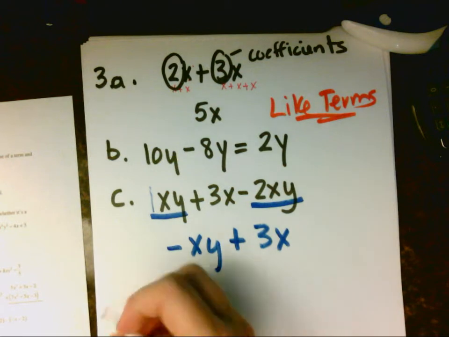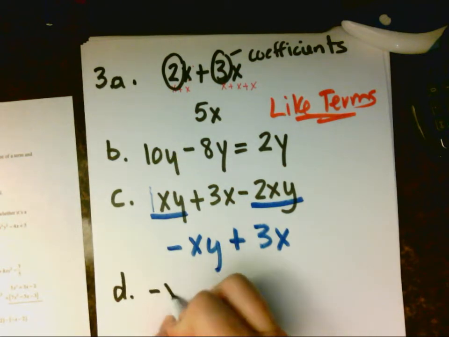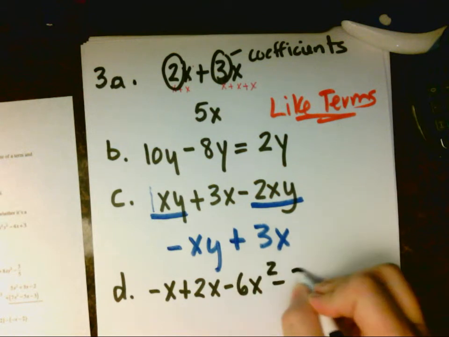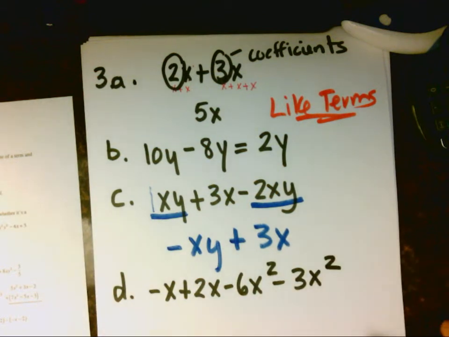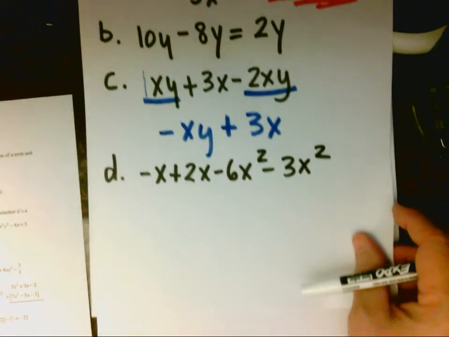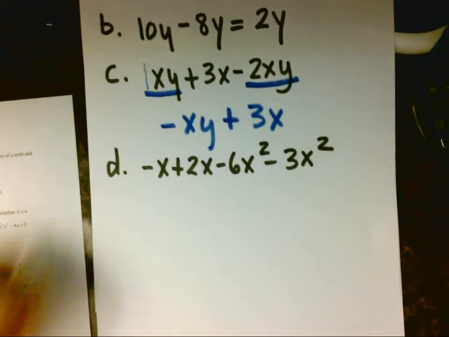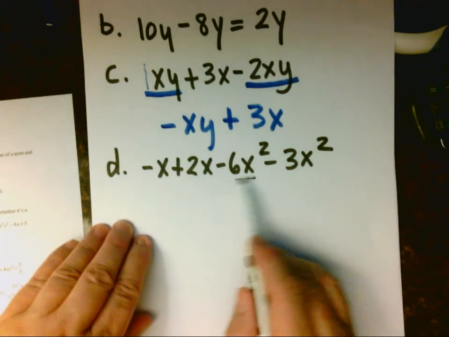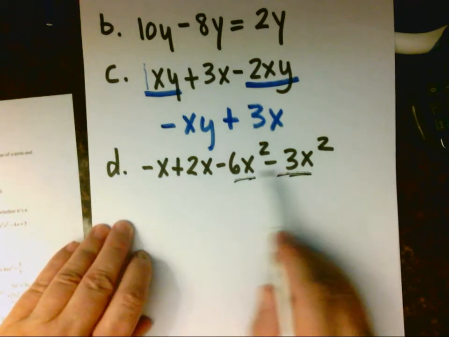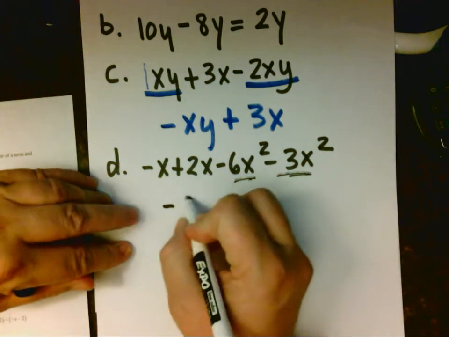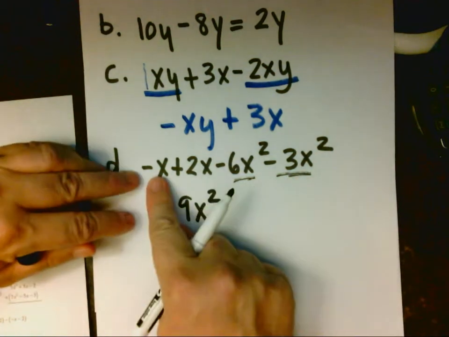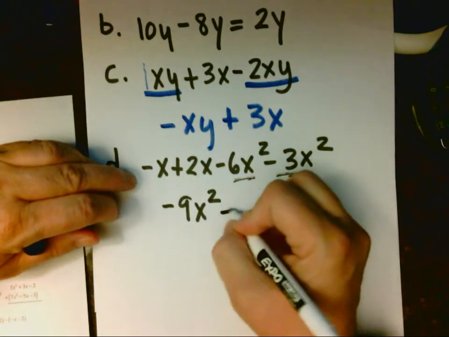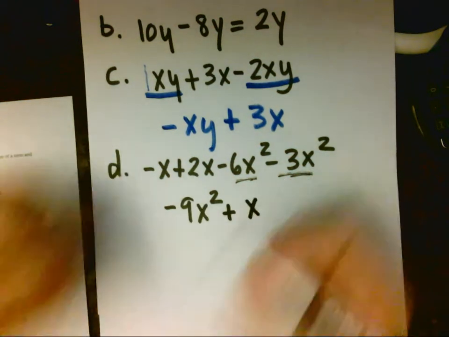And now moving on to D. First, we go through and we look for the like terms, and we will begin with the highest power. Why not? We'll do the x squareds first. I have negative 6 of these minus 3 more, which gives me negative 9x squareds. And then I have a negative x plus a 2x, which gives me a 1x.